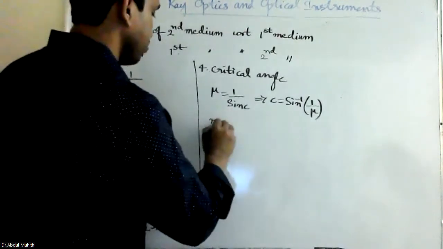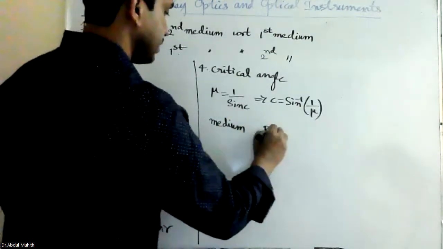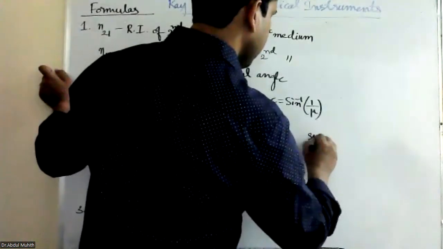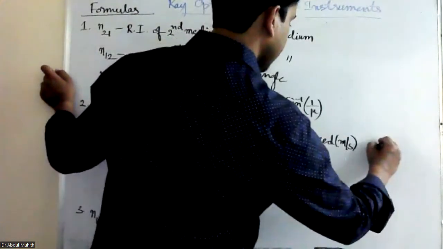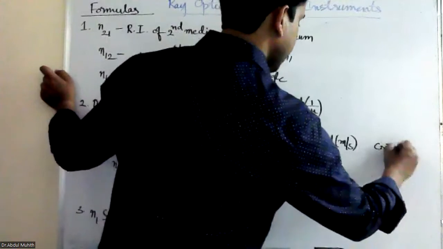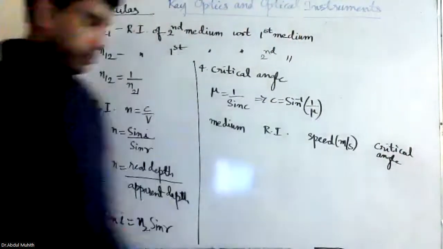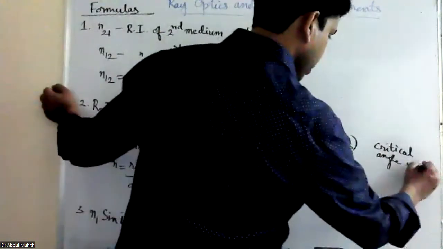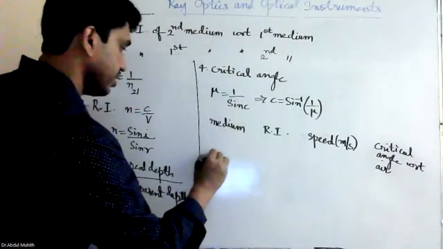So what is the medium I am using here? And what is the refractive index? What is the speed of light, the speed in that particular medium, in meters per second? And the last one is the critical angle, C. What is the critical angle with respect to air? With respect to air. So I'm starting with the air medium first.